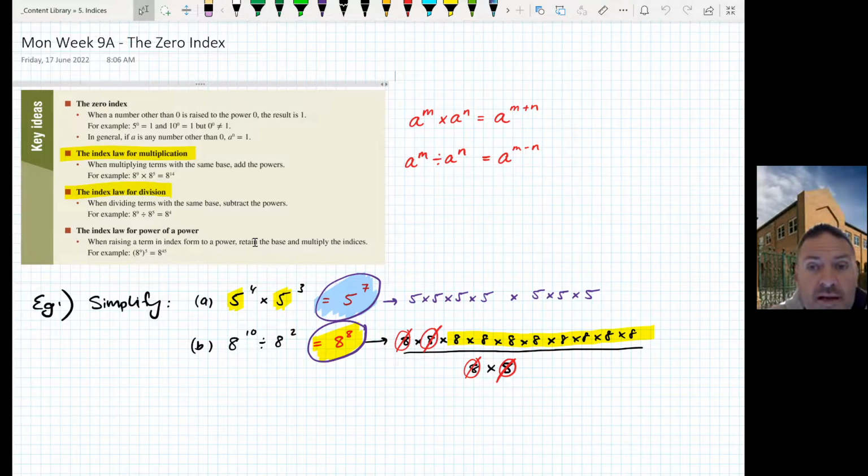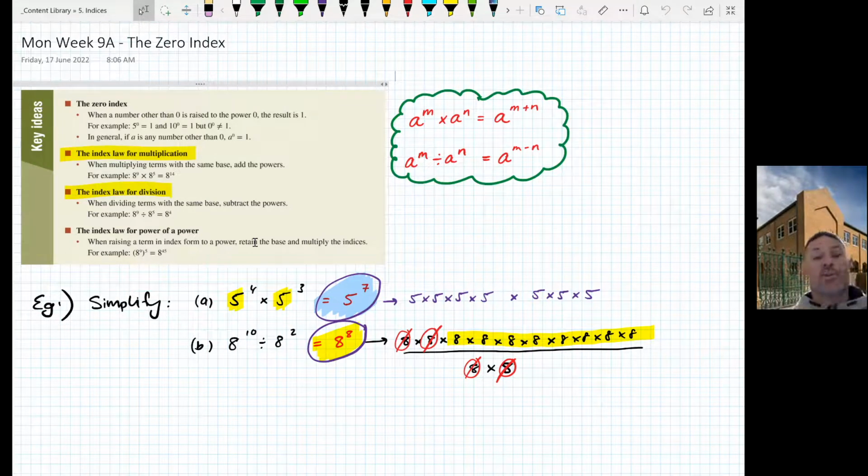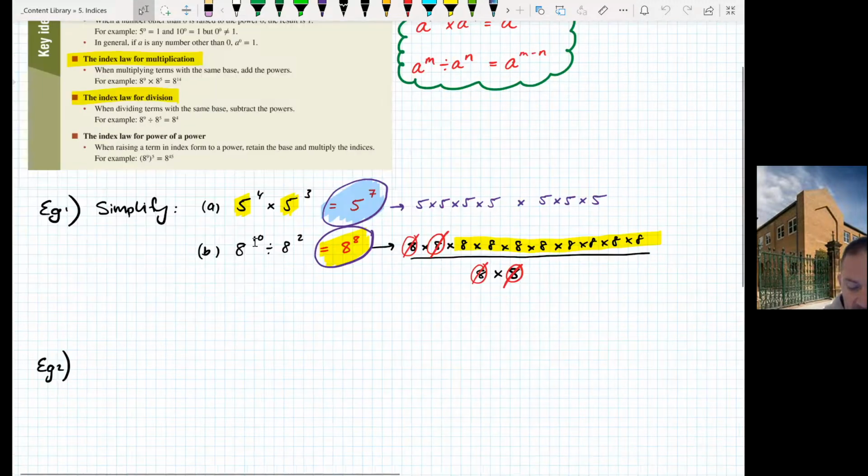Ultimately, we want to look at these rules, or what we call indice laws. We want to use these to help us. So these are the two laws we've looked at. So example 2, we're now going to look at some new laws. The first one is going to say to simplify.